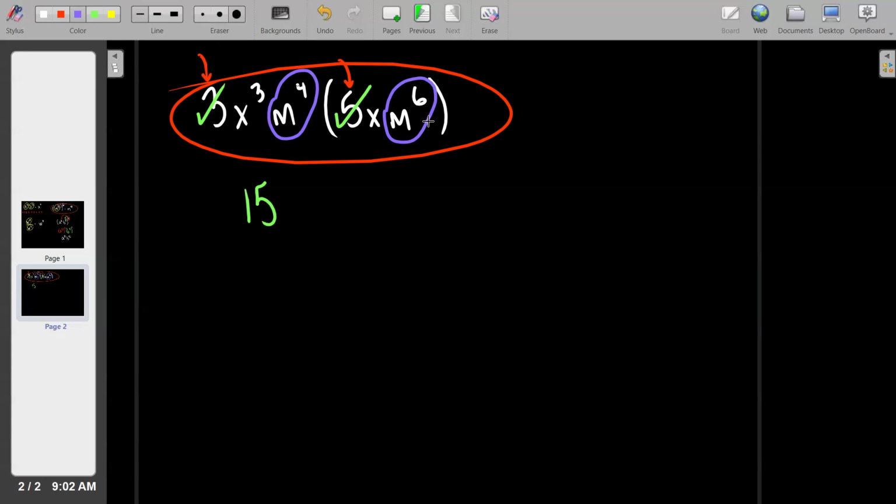That's the first property we addressed today: when I have a power and an entirely separate power, I add the exponents together. So the m stays the same, but its new exponent is 4 plus 6, 10.